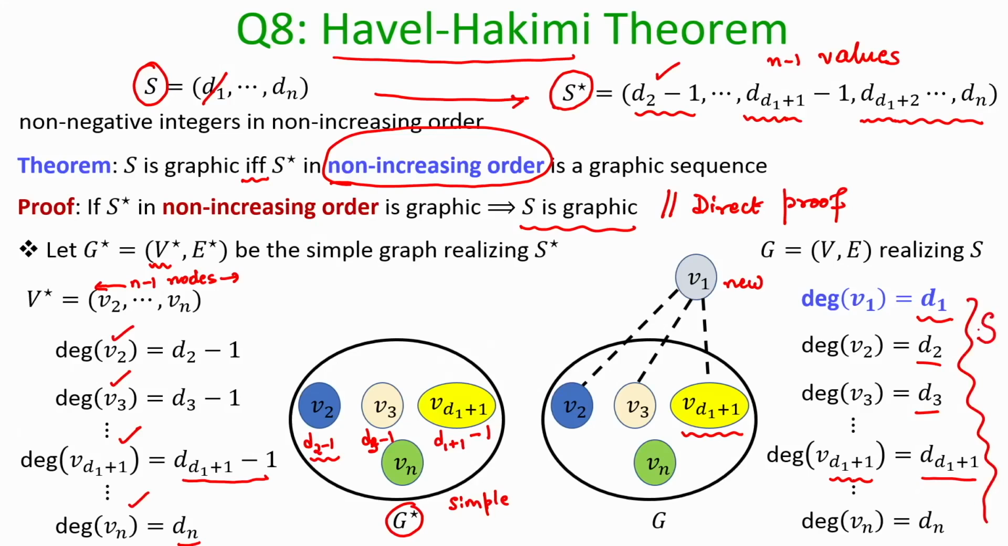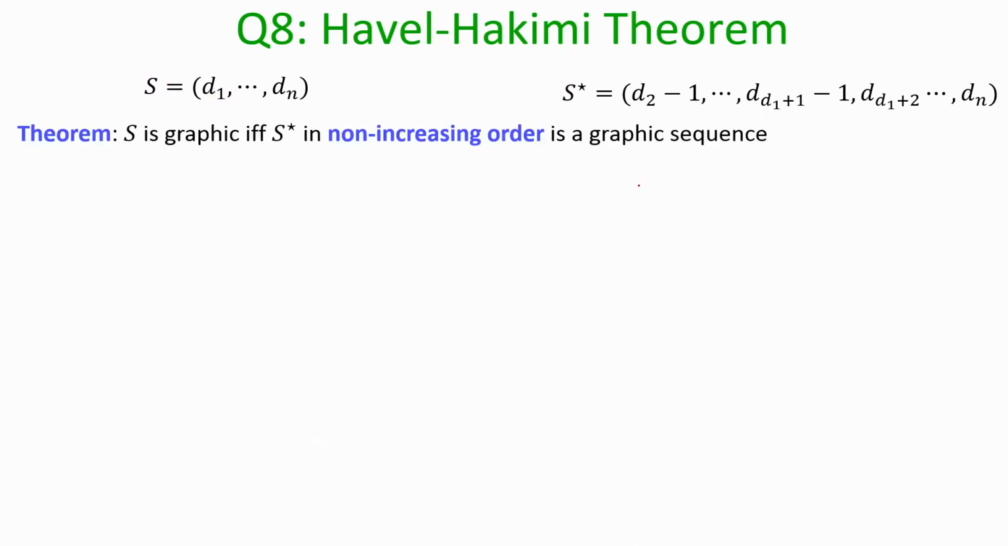That means, in the sequence S you need to have one vertex of degree d 1. So, I have one such vertex, namely V 1. You need to have a vertex of degree d 2, I have one such vertex, namely V 2. You need to have a vertex of degree d n, I have one such vertex, namely V n. So, I have now a simple graph whose degree sequence is the same as the sequence S. So, that shows that this implication is true.